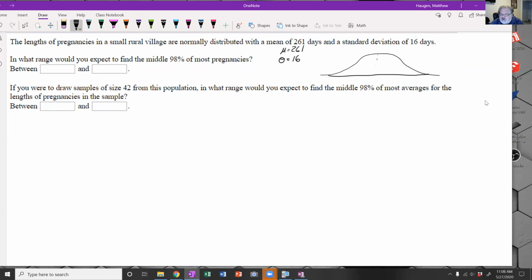We can do that problem, right? That's 261. It's got a standard deviation of 16. If we want the middle 98%, that means there's 1% down here. So 0.01 down there. And then that's a calculator operation from there, right? Where's my calculator? Oh, there it is.